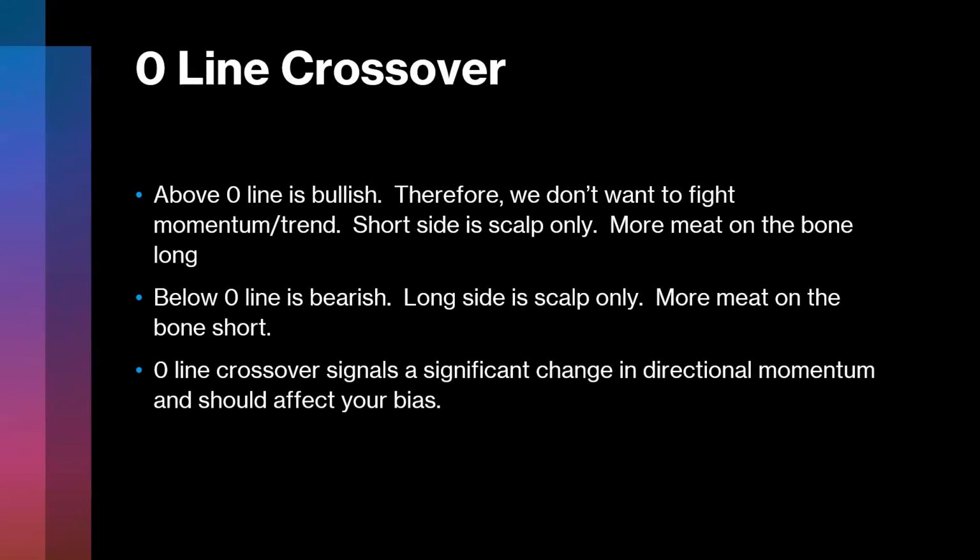The zero line crossover signals a significant change in directional momentum. It's basically saying both EMAs are able to make it over the zero line, and it should affect your bias, because we are flipping momentum and most likely flipping trend. Usually when that's flipping, that is solidifying that we're flipping trend, especially on bigger time frames.